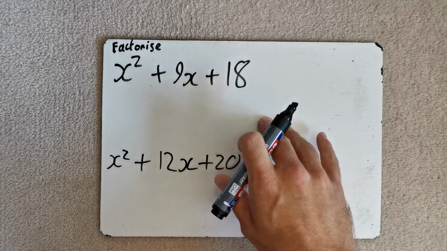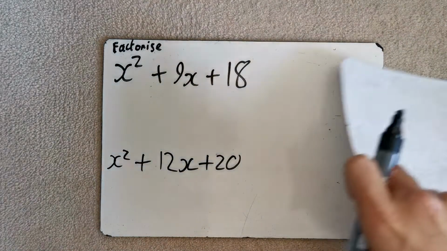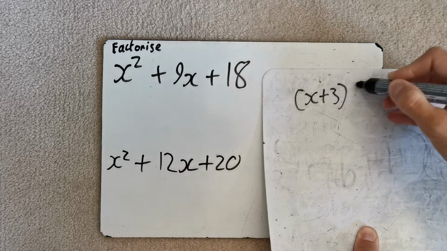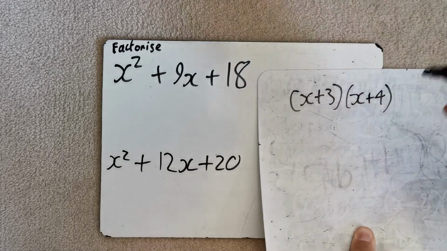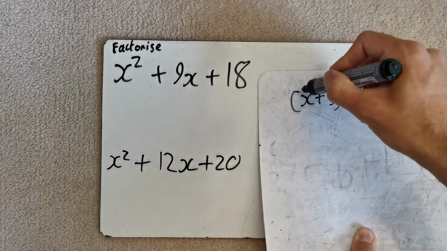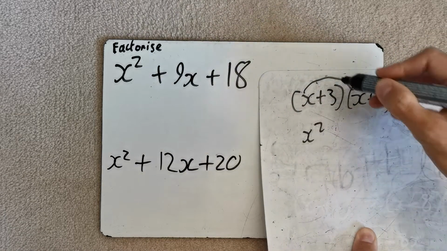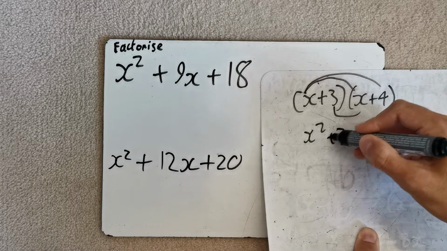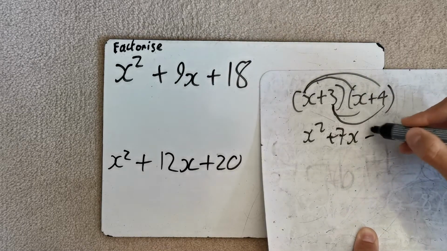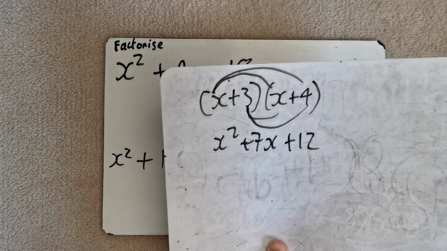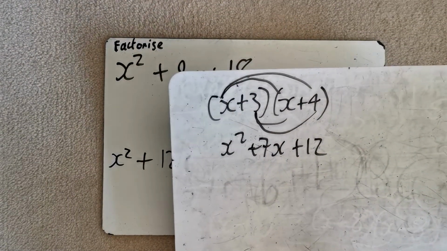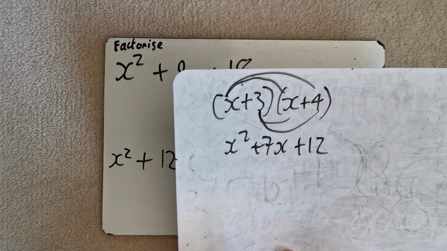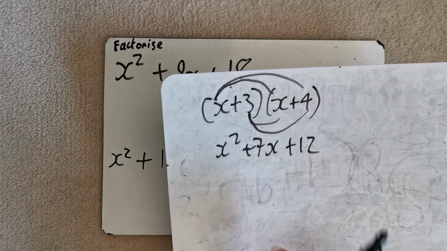Now, remember, if we were to expand things like this, so if I had x plus 3, x plus 4, and I were to expand that, for example, I'd get x squared plus 4x plus 3x, add them together, you get 7x plus 12. Now, you might notice something about these and how these relate. What's 3 add 4? It's 7. What's 3 times 4? It's 12, isn't it?